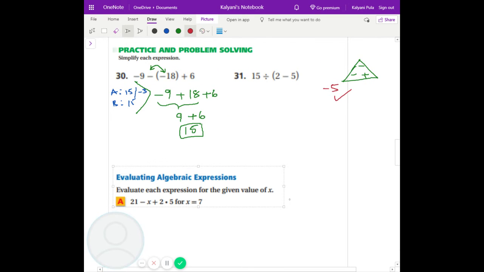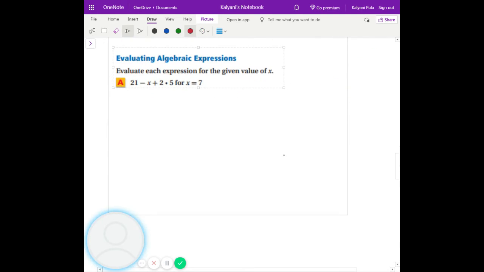Okay, so that's good. Both of you guys got the same answer. We're going to move on. And the next one is evaluating algebraic expressions. So anytime you see the vocabulary word evaluate, it means you're plugging in some number and then getting the answer out of it. So when you see evaluate for x is 7, I'm going to take this one and plug it in right where the x is. Okay, so I'm going to rewrite this question. 21 minus 7 plus 2 times 5.